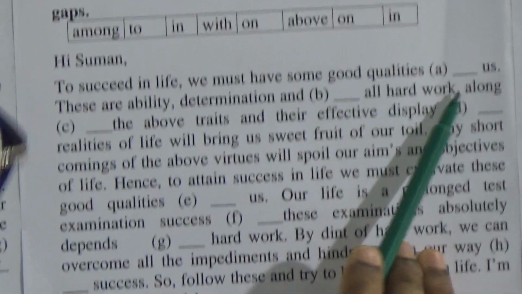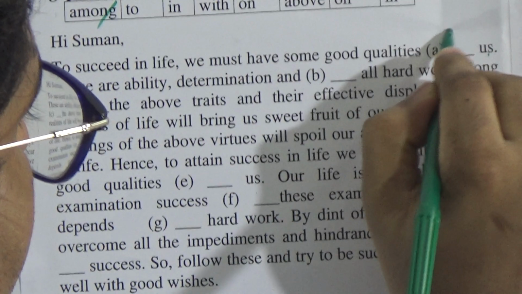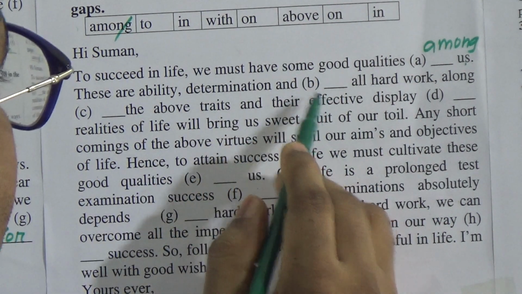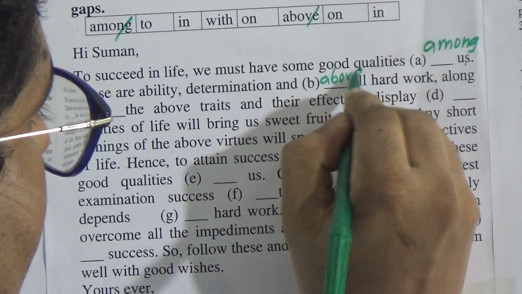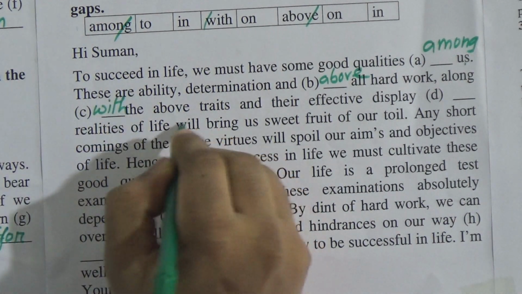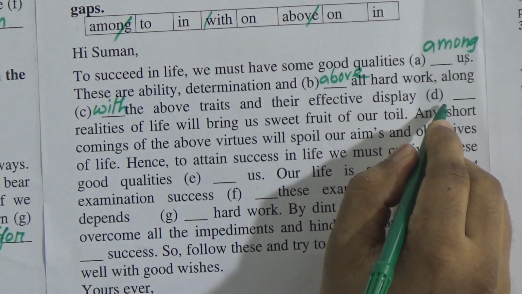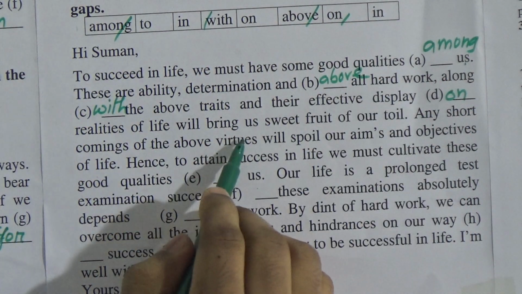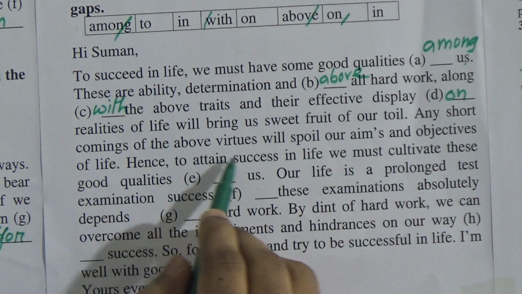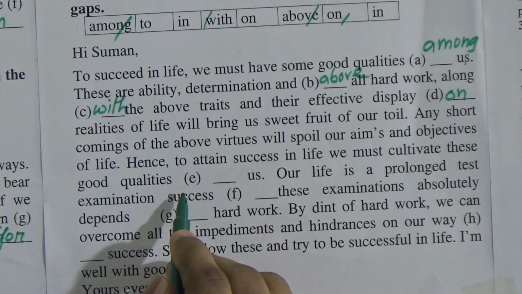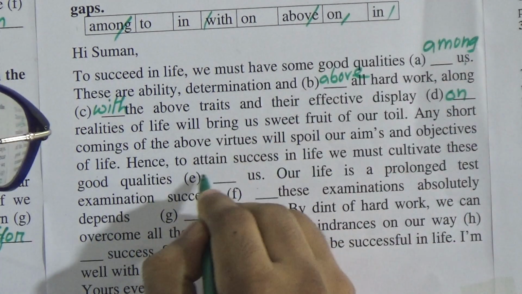Number 4. To succeed in life, we must have some good qualities dash us. These are ability, determination, and above all, hard work. Along with the above traits and their effective display in realities of life will bring us the sweet fruit of our toil. Any shortcomings of the above virtues will spoil our aims and objectives of life. Hence, to attain success in life, we must cultivate these good qualities dash us. So here we will use in us.